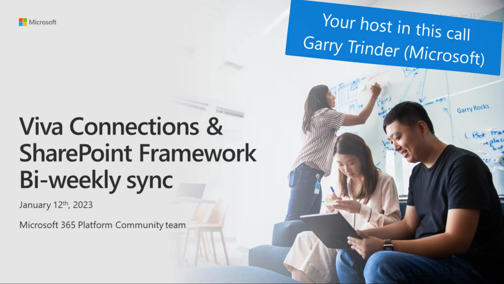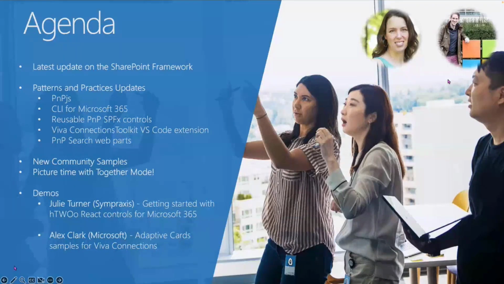So what do we have coming up today? We have the latest update on the SharePoint Framework from Vesa. Then we'll go through all the usual updates across PnPjs, CLI for Microsoft 365, reusable PnP SPFx controls, Viva Connections Toolkit, and the PnP search web parts, as well as, actually, there's a few things missing on there. We need to update this. We're going to go through the SPFx samples. We'll have the Microsoft Graph Developer Proxy updates as well to cover. We're going to go through the picture time as well, so get your cameras ready for having your picture taken, as well as the main event, the demos for today.